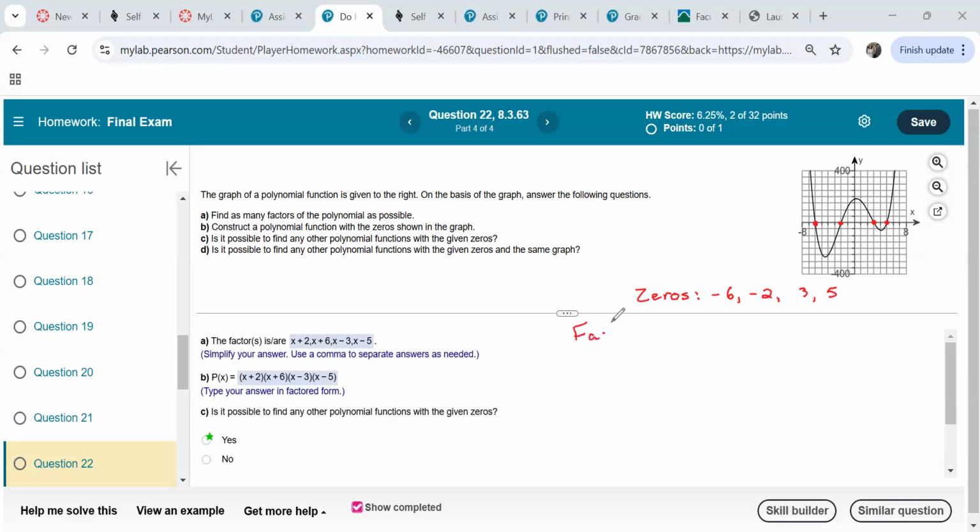So the factors that go with those zeros would have to be x plus 6, x plus 2, x minus 3, and x minus 5. Because remember, you have to switch sign because for this factor to work, I have to set it equal to 0 and solve for x and get that -6 like here, get that -2, get that +3, get that +5. So if I want to construct a polynomial, we need to find the factors of the polynomial. So we have done that step, found the factors. We're now going to construct the polynomial. That just requires me to multiply those factors.